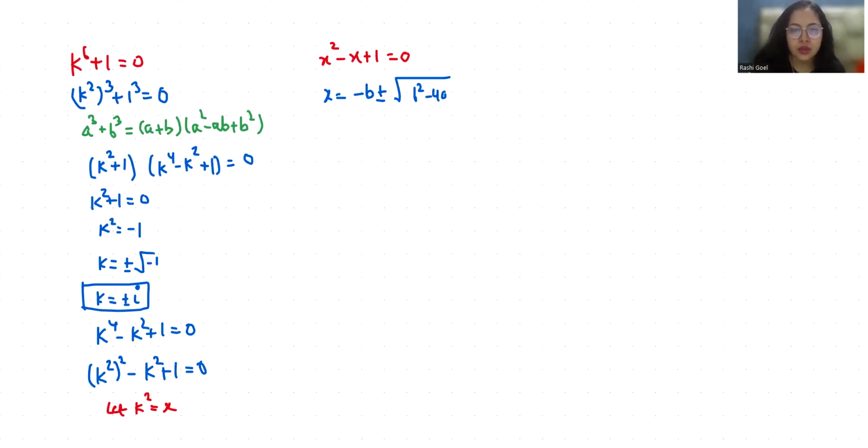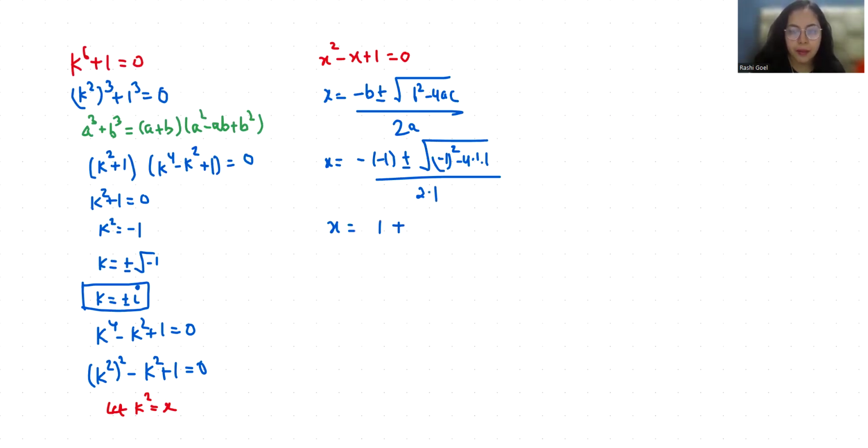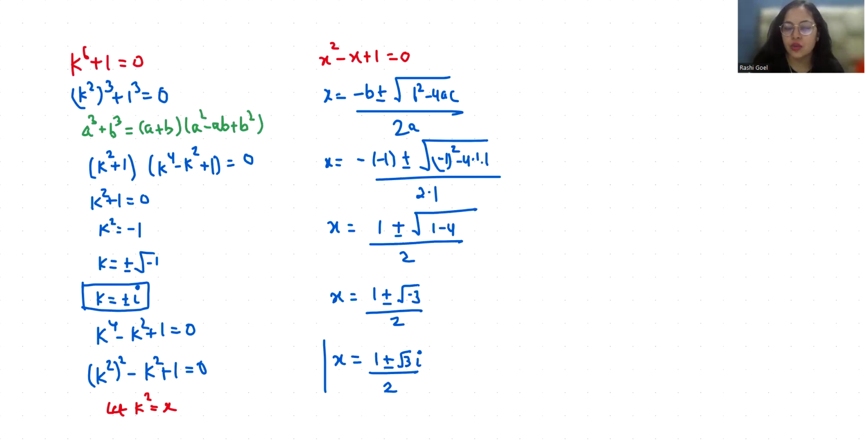So x is equals to minus minus 1 plus minus under root minus 1 square minus 4 times 1 times 1 by 2 times 1. So x is equals to 1 plus minus under root 1 minus 4 by 2. So x is equals to 1 plus minus square root of negative 3 by 2. X is equals to 1 plus minus square root 3 iota by 2. This is the value of x, and now we know that x is equals to k square.